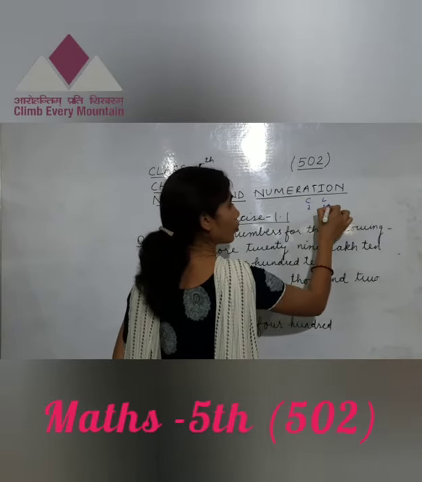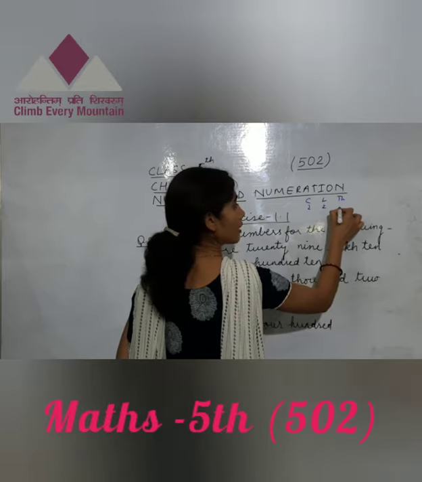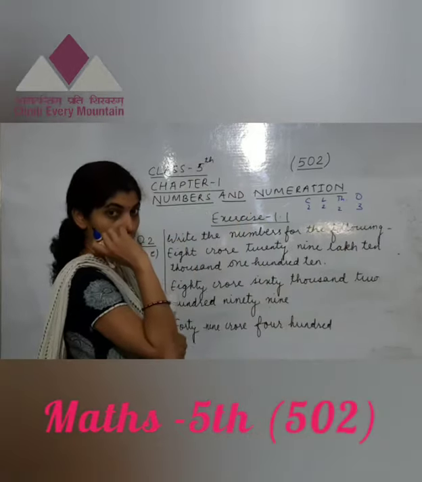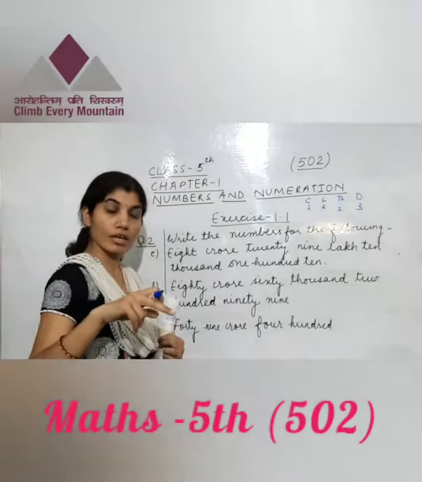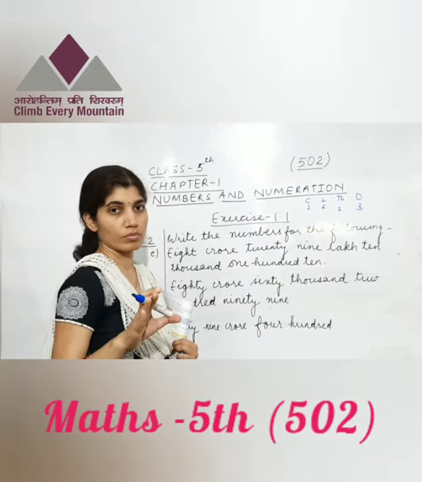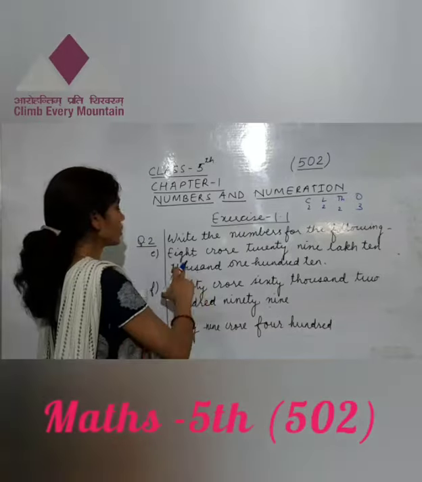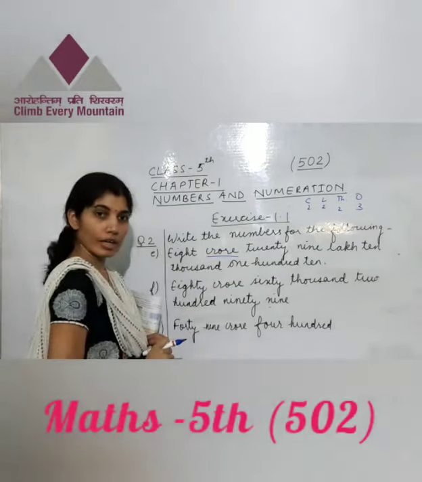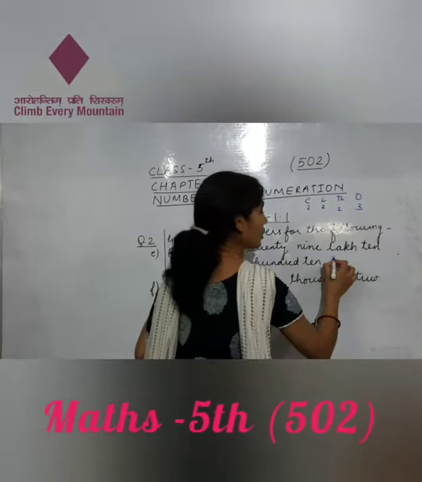Lakhs period will have 2 places. Thousands period will have 2 places. And ones period will have 3 places. Understood? If fewer digits are given, then we will put zeros. Okay. Now see, first is 8 crore. In crores period, what is given here? 8. So we will start with 8.